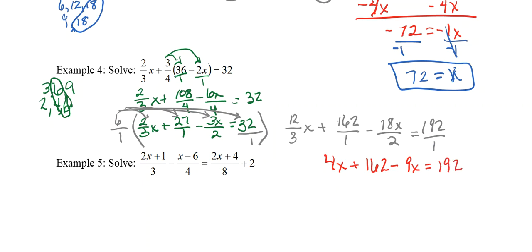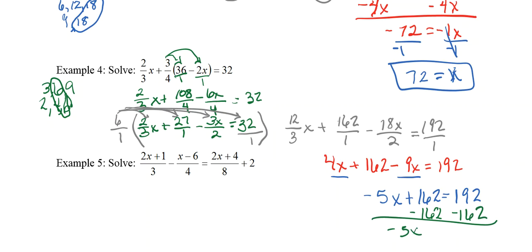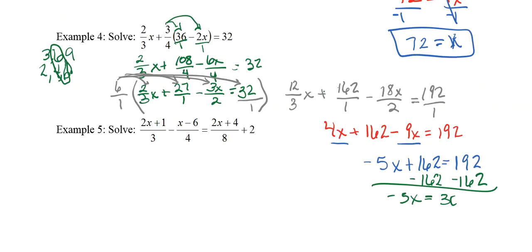I'm going to go ahead and combine my like terms on the same side, which is my 4x and my negative 9x. Gives me negative 5x. Move my constants together, so I'll subtract the 162. So then my last step is to divide by negative 5. So x equals negative 6. Okay.